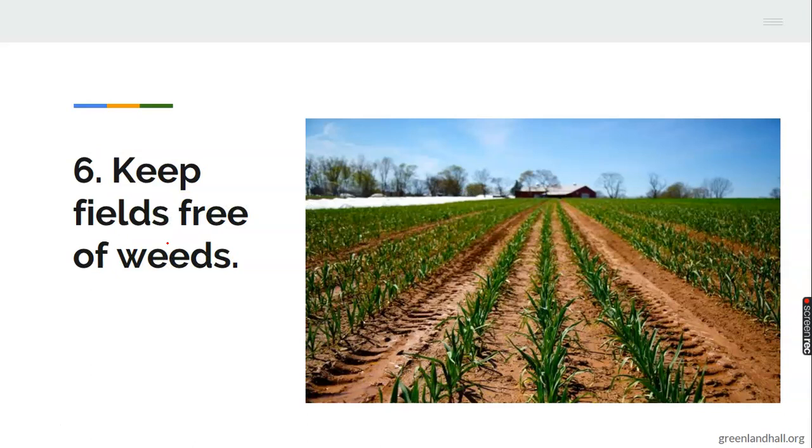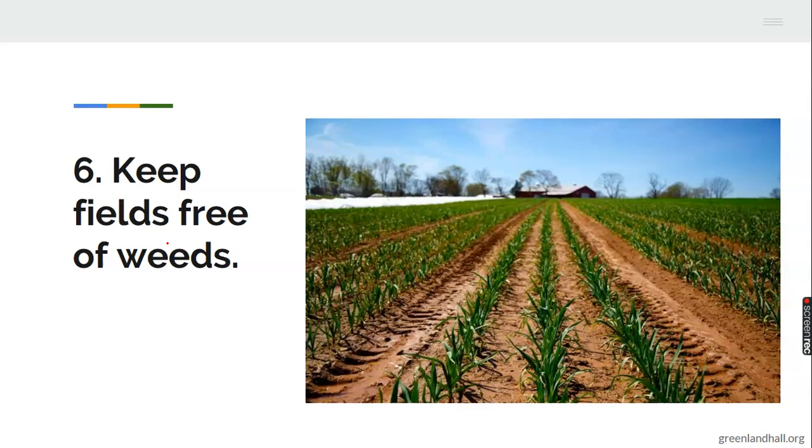Then you keep fields free of weeds. Weeds are unwanted plants. If you grow maize, you will see that there are some grasses beneath the maize stalk. So what do you do? All those weeds, you uproot them. Because if you don't uproot the weeds, the nutrients that should be nourishing the plant, such as the maize stalk, will also be shared by the weed, because weeds too are grasses, they are plants. So they will be sharing the nutrients in the soil.